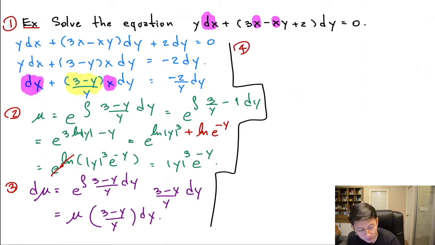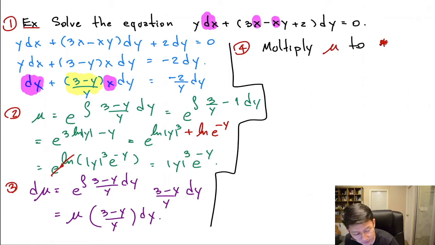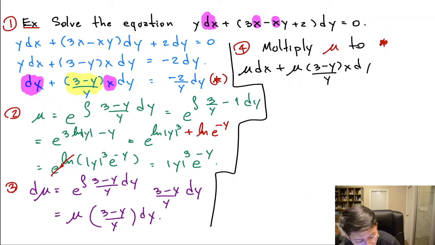Fourth, you multiply mu to the equation star, which is this one. You multiply mu to the equation. So what you have is mu dx plus mu (3 minus y) divided by y x dy equals minus 2 divided by y dy. Oops, I forgot mu again. Such a bad student. I'm just going to erase it and write it again. So it's going to be minus 2 mu dy divided by y.